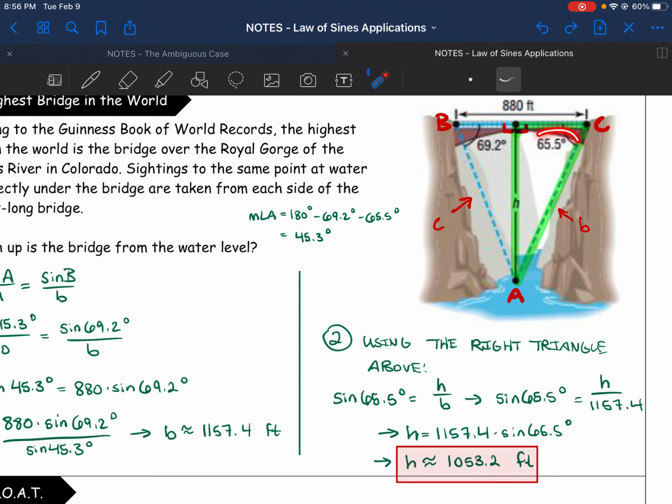Well, the side opposite of 65.5 degrees for this green triangle is h, and then the hypotenuse is b itself, because that's what's across from the 90-degree angle. So the sine of 65.5 degrees is h divided by b, but we know that b is 1,157.4 feet, so the sine of 65.5 degrees equals h over 1,157.4, and we can multiply both sides by that number on the bottom, and we get that h is approximately 1,053.2 feet. And that's the height that we were looking for, the height from the water level up to the bridge.